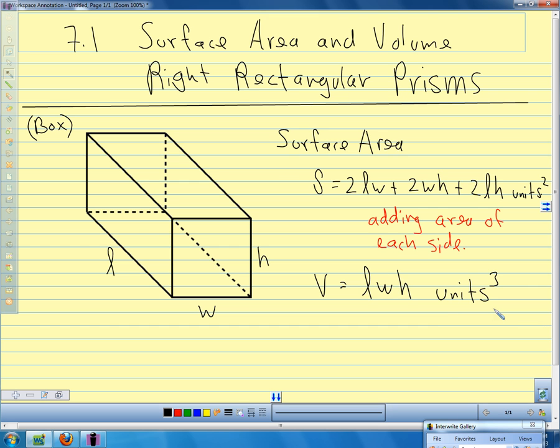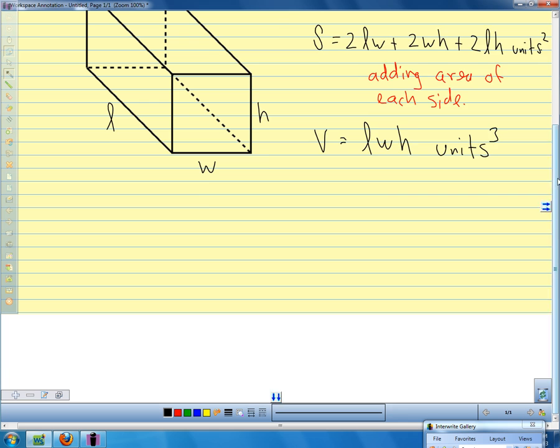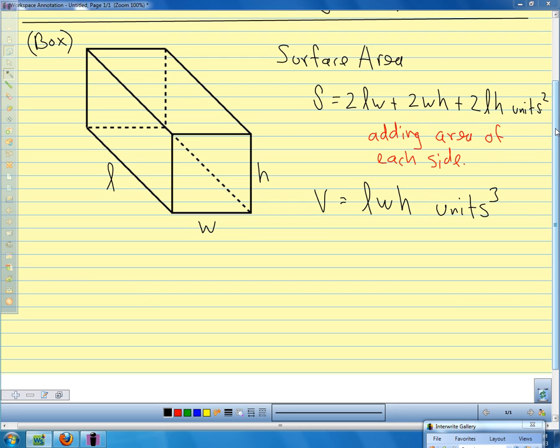And at one point or another throughout school, you've worked with these formulas before. We know how to find the volume of a box. We know how to find the surface area. We just add the areas of all the sides. So questions on our formulas.